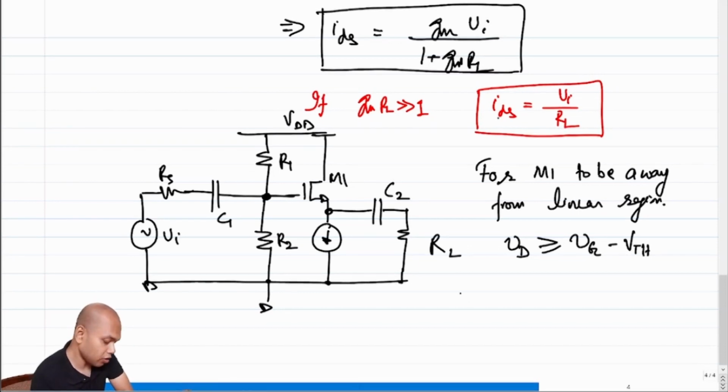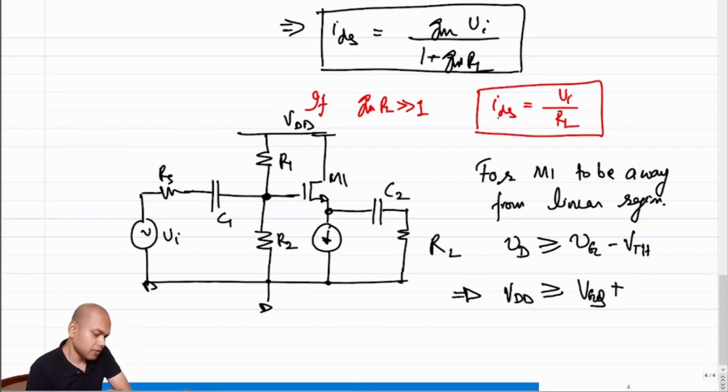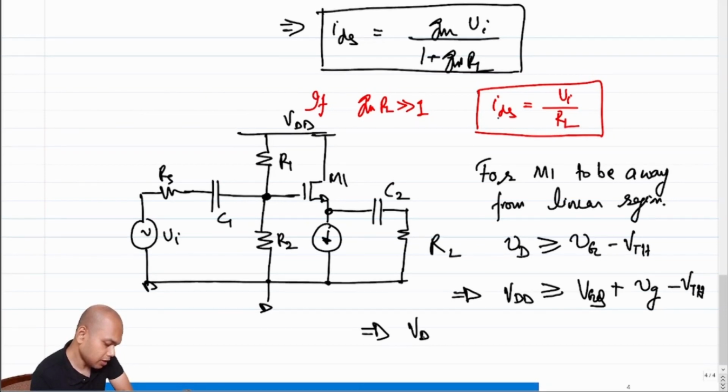What is the total drain voltage? Total drain voltage is VDD because nothing is connected. I mean, the drain is directly connected to VDD. So the condition is VDD should be greater than or equal to, what is the total gate voltage? Total gate voltage is the quiescent voltage, right? Quiescent voltage VGQ plus the incremental voltage at VG, correct? Minus the threshold voltage. So in other words, VDD should be greater than VGQ.